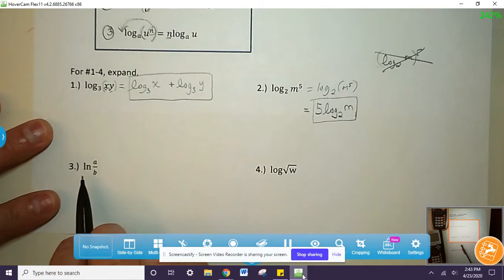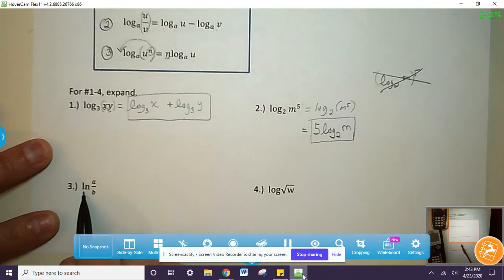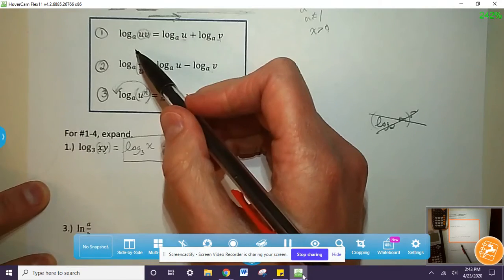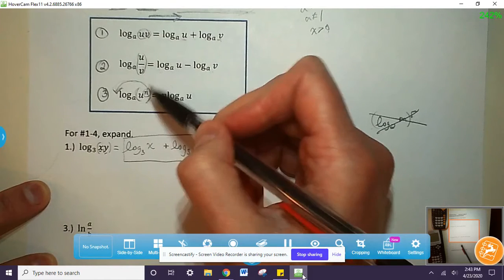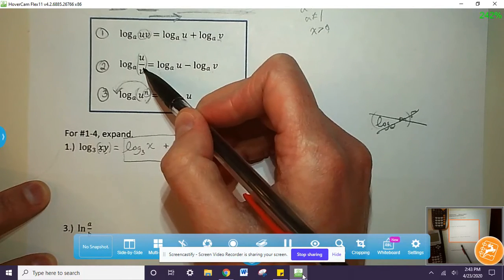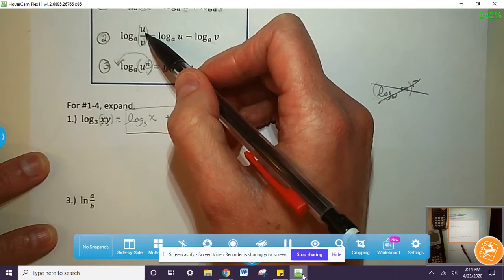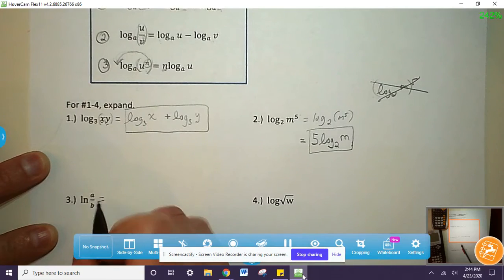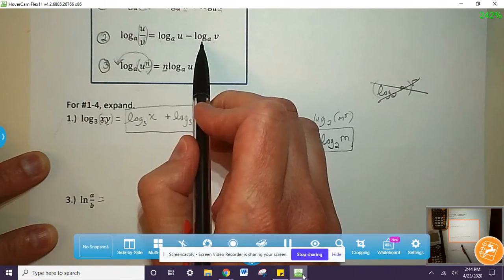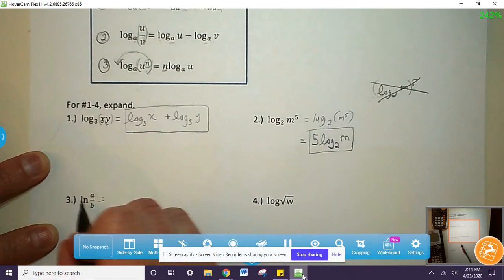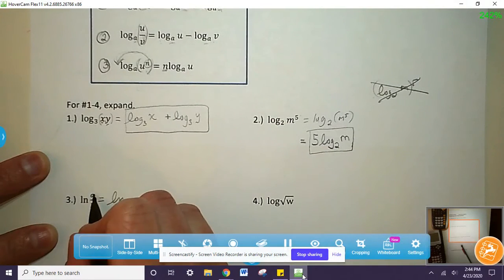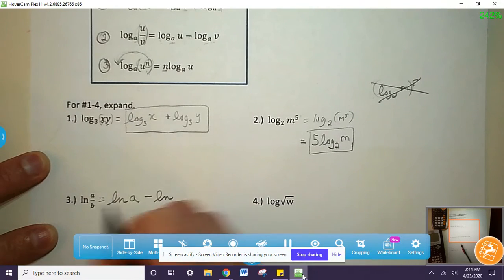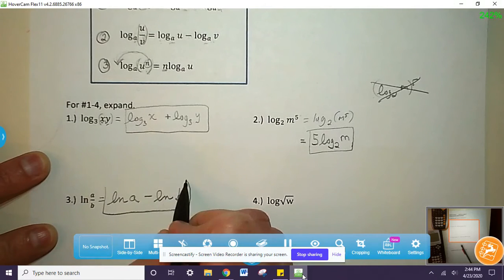For the next one, I have natural log. And when you look inside this example, do you see a product, a quotient, or a power? You see a quotient. So this is the rule we're going to use. And what that rule says is if you have log with a quotient or fraction inside, you can split that up and make it a difference of 2 logs. Just keep the same base. So we're going to have the natural log, and we're going to put inside whatever's in the numerator. And then we're going to subtract the natural log of whatever's in the denominator. And that's considered expanded.